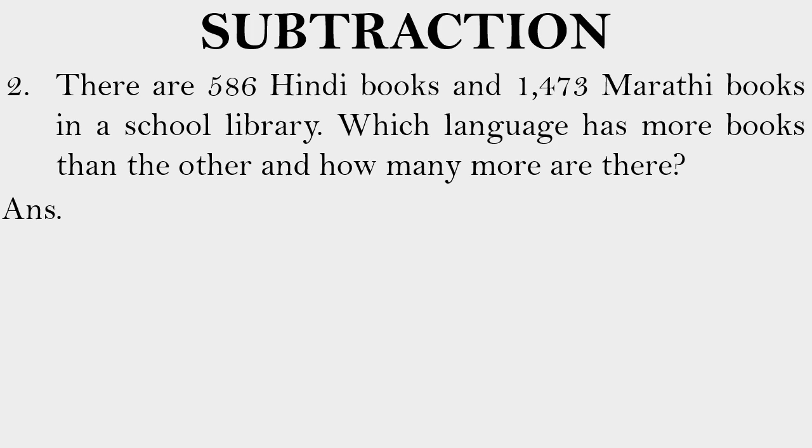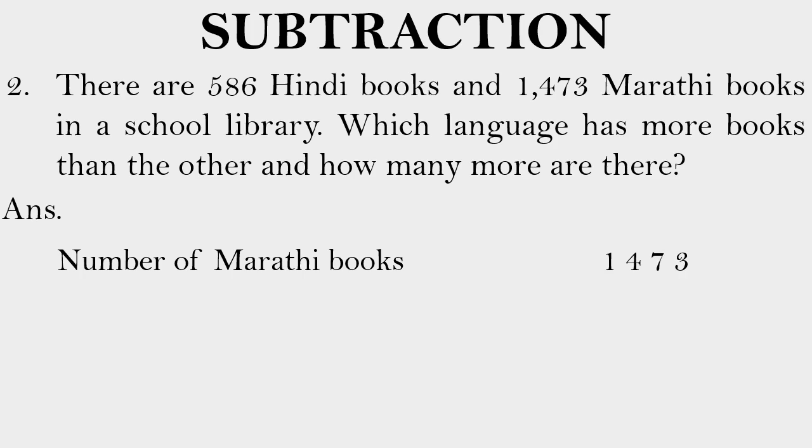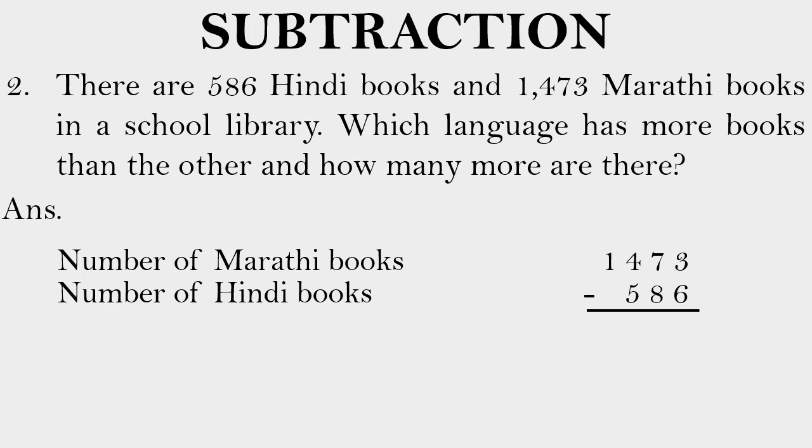Answer. What information is given? They have given us the number of Marathi books. We are writing Marathi books first because Marathi books has got a higher number there. That's 1,473. And they have said that there are 586 Hindi books. So number of Hindi books, 586. They want to know which has got a bigger number and what is the difference. So obviously it's going to be Marathi, but they want to know how many more are there than the Hindi. So let's see, now we'll put our subtraction sign and go around solving it.